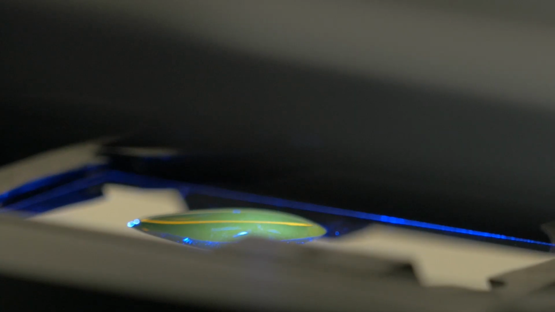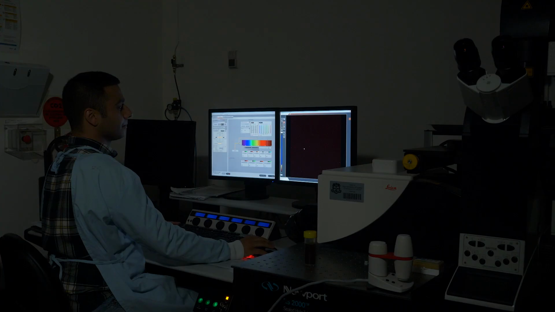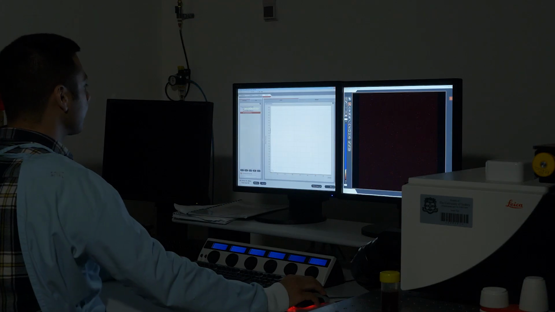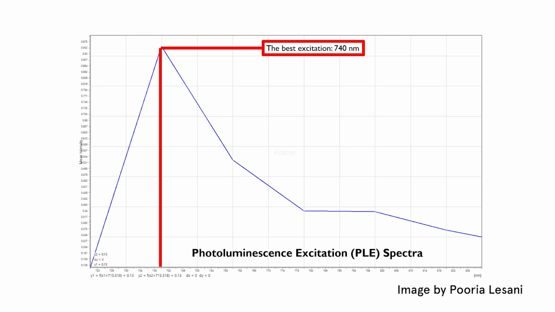Oh yeah, we wanted to see the optical properties of the synthesized carbon quantum dots under the microscope. We have our sample on the microscope here. First, we wanted to see which excitation wavelength we should use to excite the carbon quantum dots. To find the best 2 photon excitation wavelength, we will run photoluminescence excitation on the microscope, which will give us the best excitation wavelength to excite the carbon quantum dots. As it shows here, the result is 740 nanometer. It means at 740 nanometer, we have the maximum absorption and the highest emission intensity.